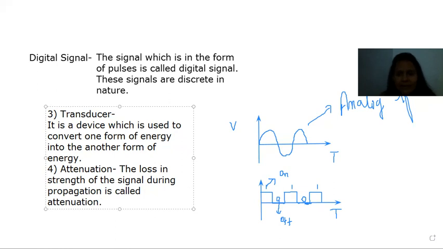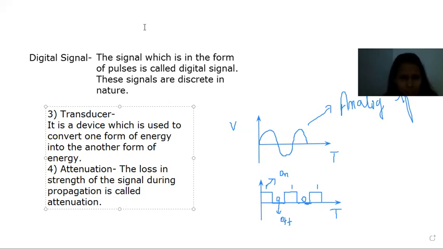In simple words, we can say that when the strength of the signal decreases during the propagation, that decrement is known as attenuation. So we can say that attenuation is the loss in the strength of the signal during propagation.